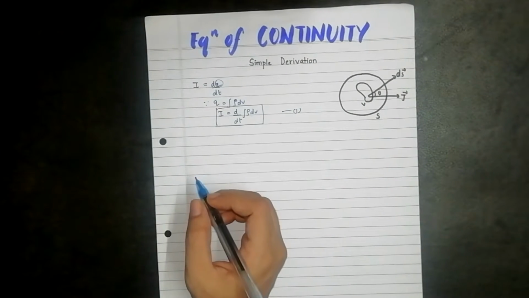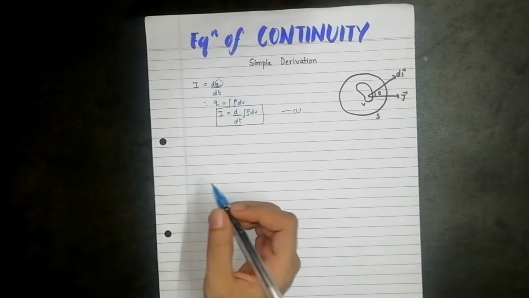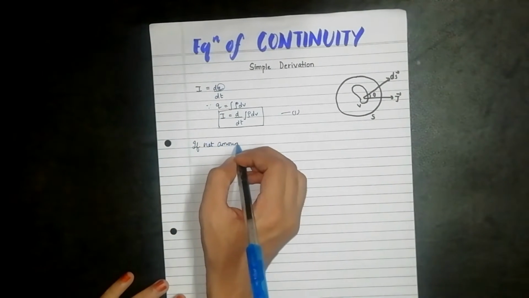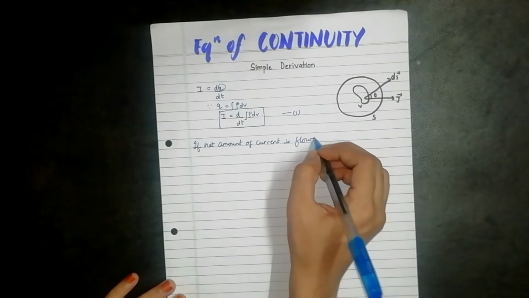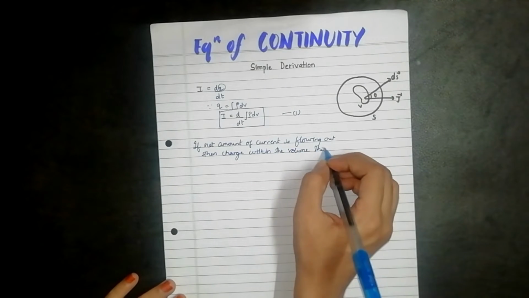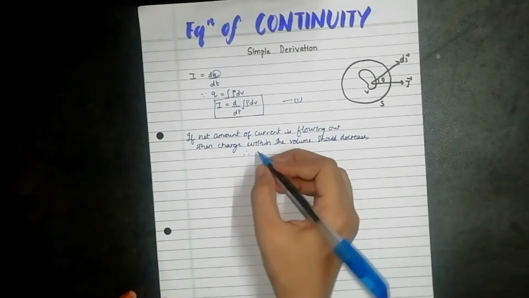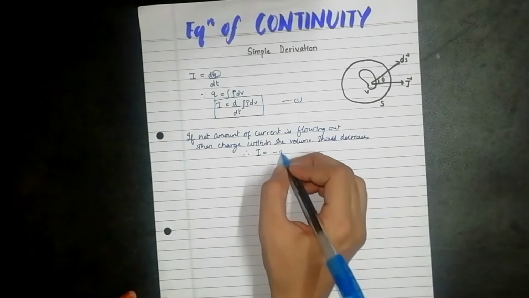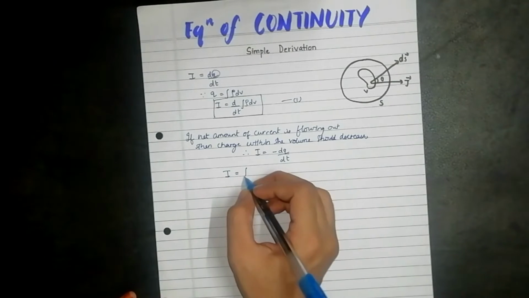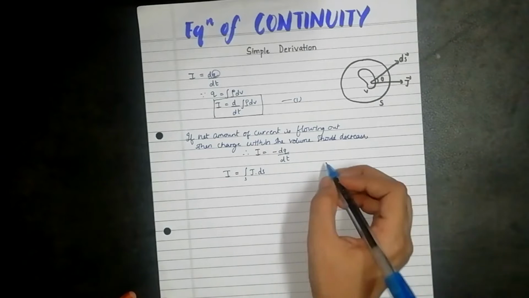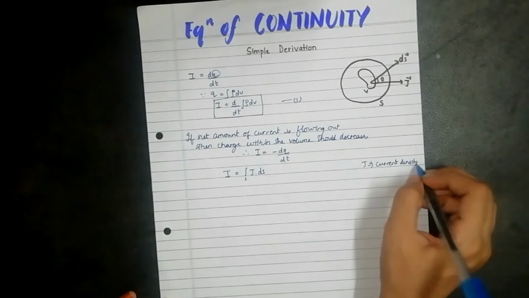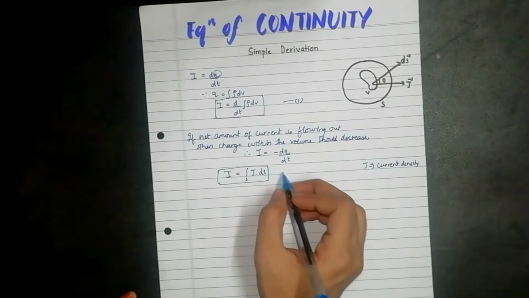Now by the principle of conservation of charge, if net amount of current is flowing out, then the charge within the volume should decrease. So the decrease in charge is given as I is equal to minus dQ by dt. Now we also know that I is the surface integral of J dot ds, where J is my current density. Put this as equation 2.